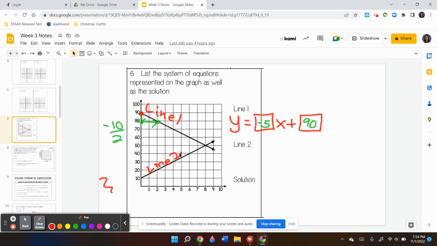Line 2 is going to be this bottom line that we have. And again, we have to find the slope and the y-intercept. The y-intercept hits right here at positive 10. Then we need another point on our line. It's going up 10 and across 2. This one has a slope of positive 5. Now that we have both equations, it's asking what the solution is. The solution to our system is where the two lines cross, which is (8, 50).